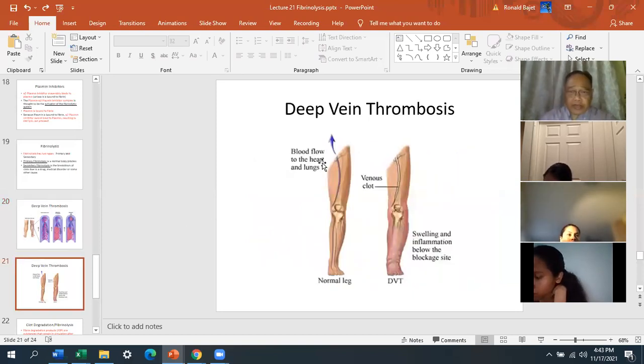So blood flow to the heart goes here, the venous clot is here, and if there's a clot here, then the blood flow in this direction will be slowed down. If that happens, you're going to get fluid accumulation in the lower part of your leg, swelling and inflammation below the blockage site. That's why a lot of times it's good to wear those compression socks, or after surgery, they do compression on your legs. They have these automatic squeezers on your legs to keep the flow going, because if you're in bed for a long time, you need to have good blood flow towards your heart. The compression socks and leg squeezers are automatic, and they help keep your blood flowing so you don't get accumulation of the platelets.